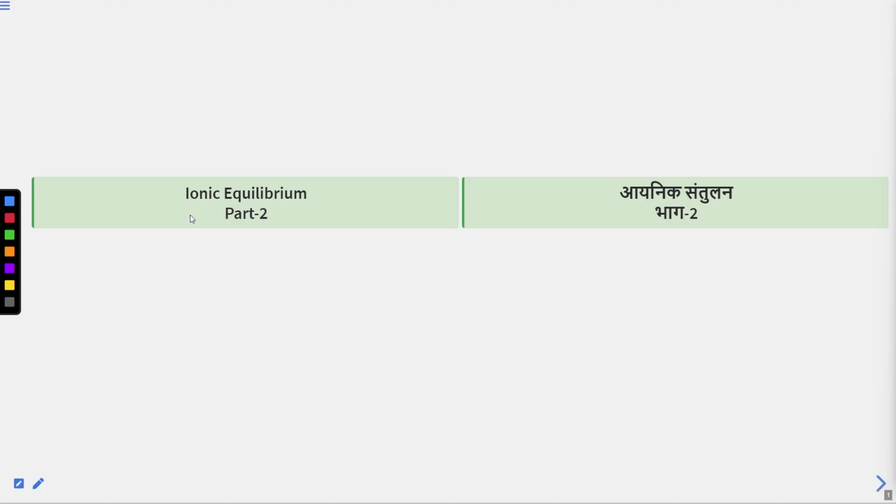Hello everyone. Today we are going to study the topic ionic equilibrium in detail. This is part 2. Let's start.